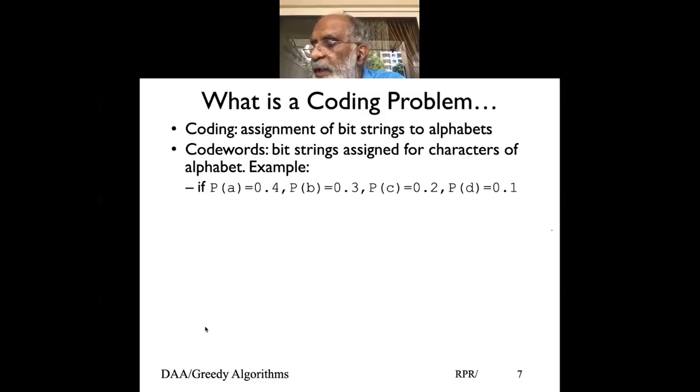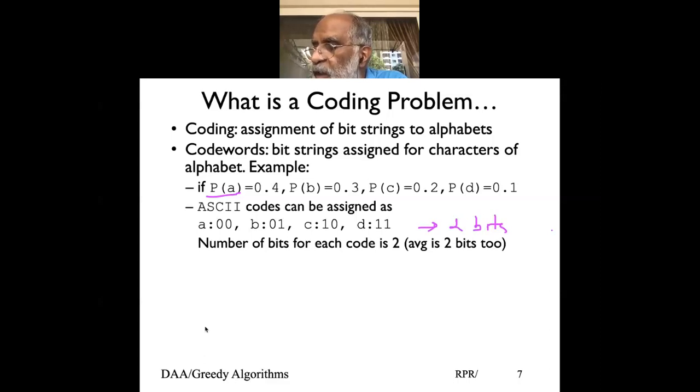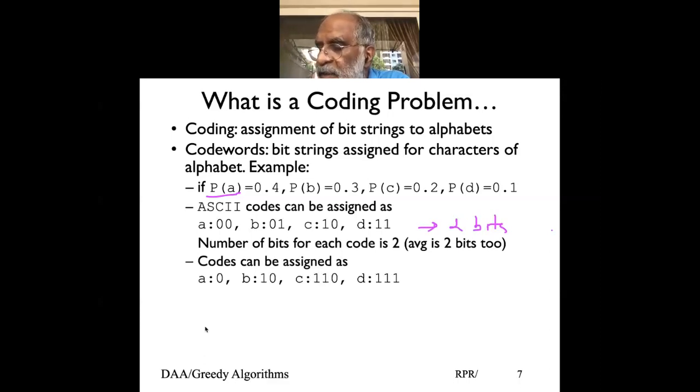Now, how can you do encoding? Look, A appears the highest number of times, so we should give it the lowest encoding. If I were to do fixed encoding using ASCII, since there are 4 letters, I just need 2 bits, and I can give 00, 01, 10, 11, and my average is 2 bits. But if I were to do my optimal encoding, a prefix-free encoding, I can say A is 0, B is 10, C is 110, D is 111.